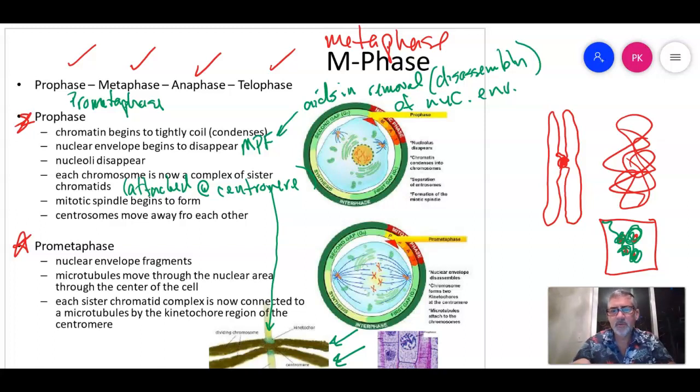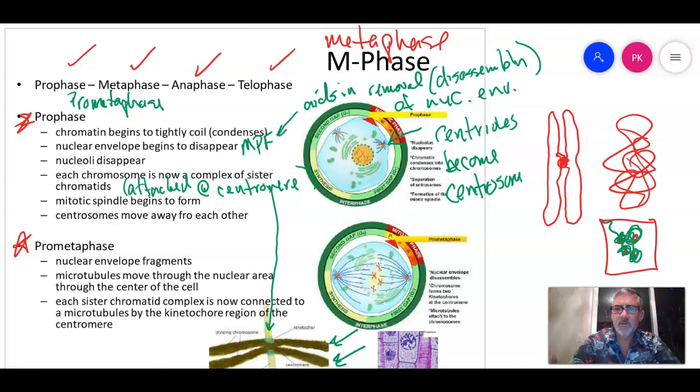The mitotic spindle begins to form. So if you look at these pictures over here, look at that top picture, right? So I have my centrioles that become centrosomes. So centrioles are organelles, and when they get those spindle fibers, they become centrosomes, right? So they start to grow spindle fibers, and then they start to move away from each other because they want to move toward the opposite sides of the cell. Right? So they want to eventually get to the opposite sides of the cell.